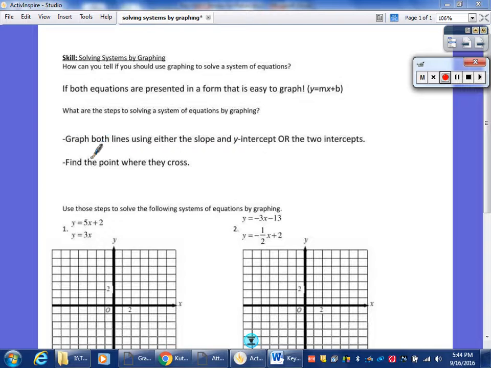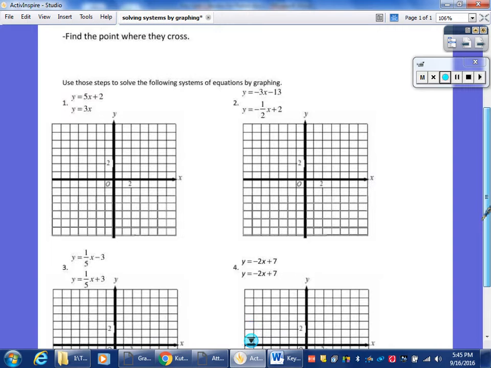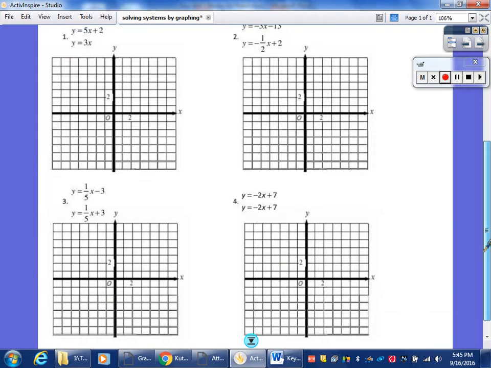So the steps for solving a system by graphing is to graph both lines using either the slope or y-intercept or the two intercepts. So if you had something in standard form and wanted to use the two intercepts, the x and y-intercept, like I showed you on the graphing video, if you don't know what I'm talking about here, go back and watch the graphing lines video, because I talk about using the two intercepts to graph a line. So you can graph the lines, and then you find the point where the lines cross, where the lines intersect, is the technical term for it. All right, so we're going to look at these four examples.